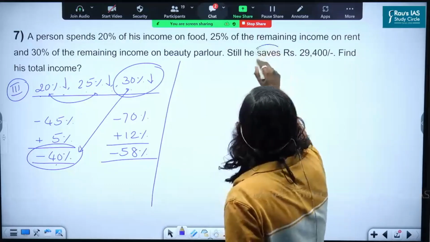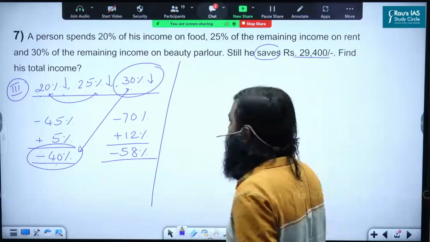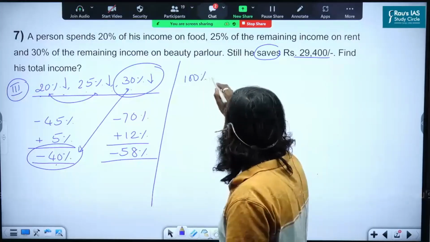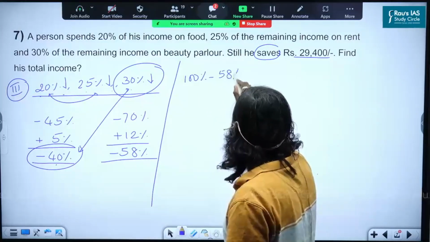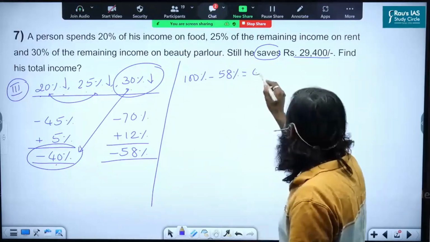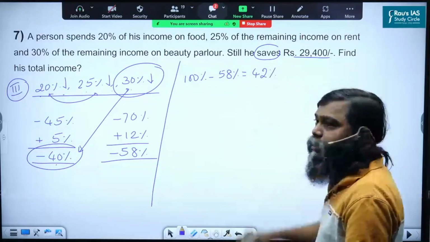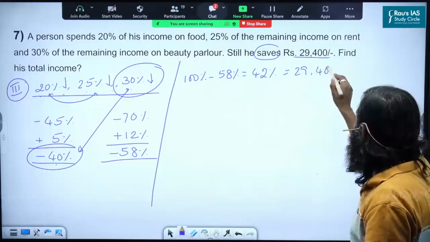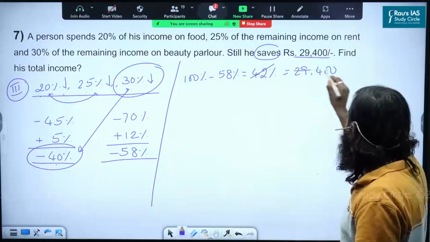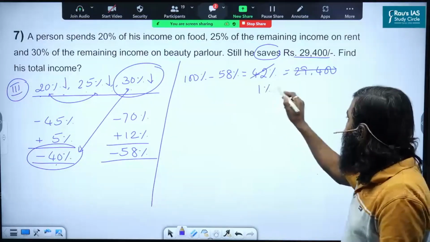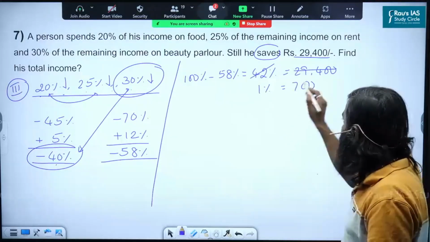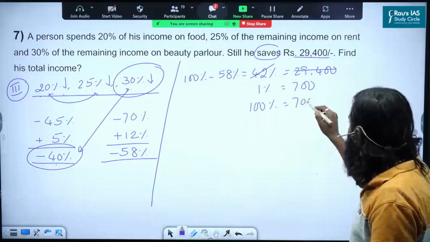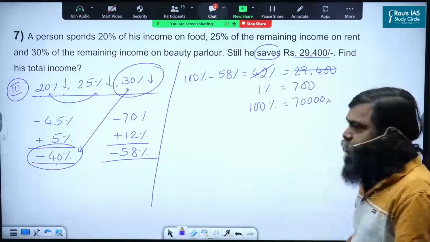Still he saves rupees. Saving is called left out income. Out of 100% total income, you withdraw 58% or you spend 58%. Left out money is 42% of your income. That is called 29,400. 42% is equal to 29,400. 1% equals 700. The total income is 100% into 100. That means 70,000 is the answer.